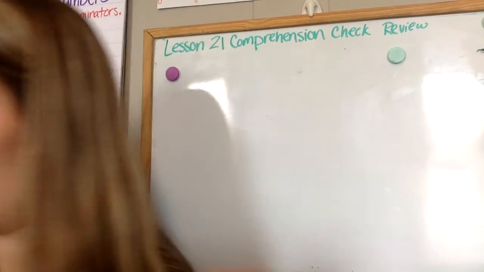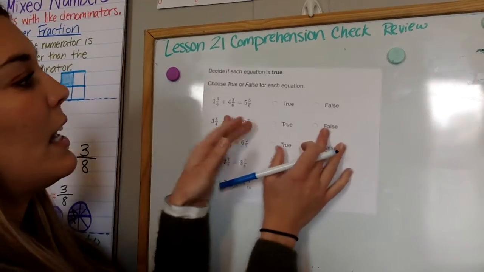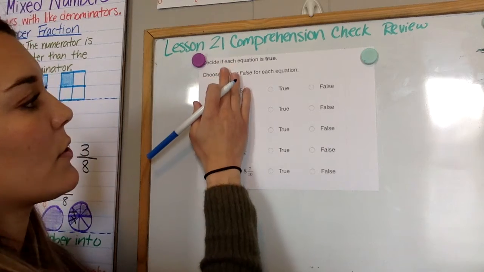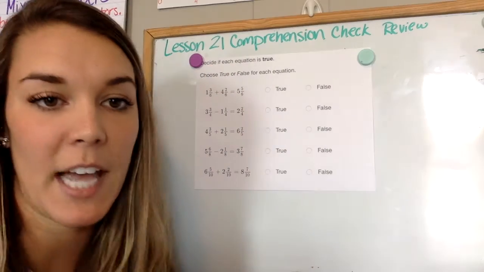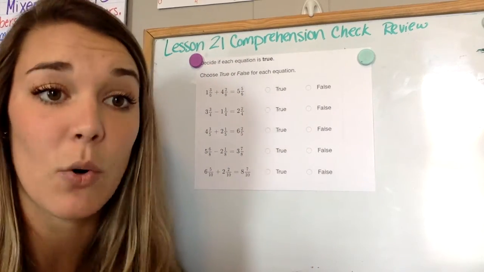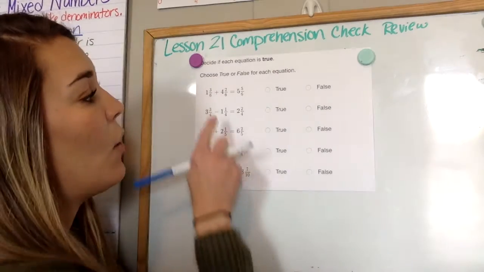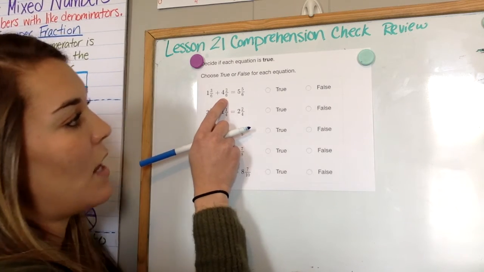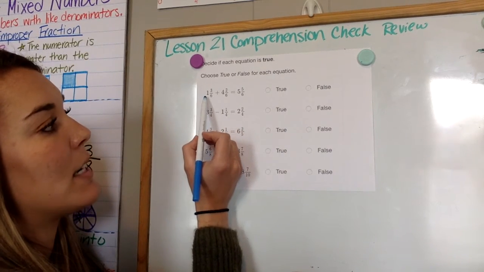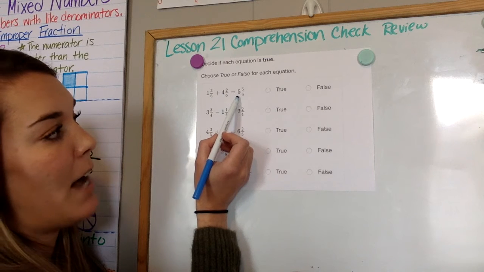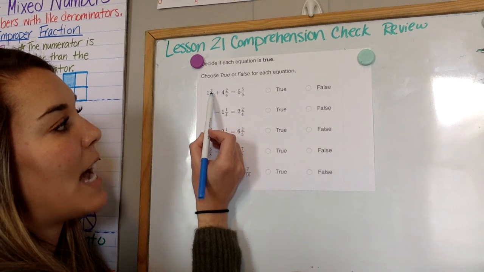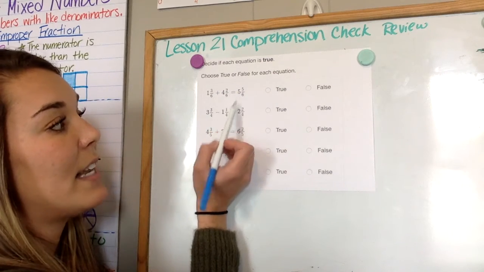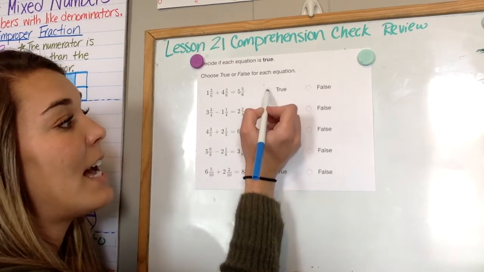Next. Decide if each equation is true or false. So, never guess, please. Always double check and make sure. So we're going to go through each one. We have 1 3/6 plus 4 2/6. So let's solve that. We can add our whole numbers here. 1 plus 4 is 5, so they did get that. And then we can add our numerators. 3 plus 2 is 5. 5 and 5/6? Yes, that's true.